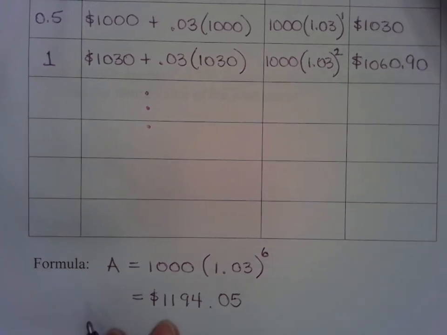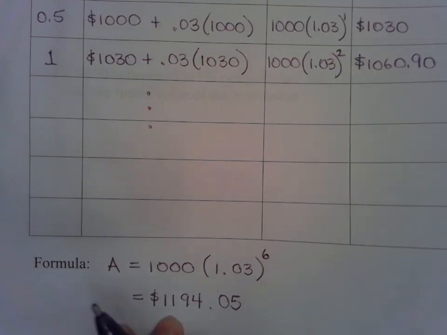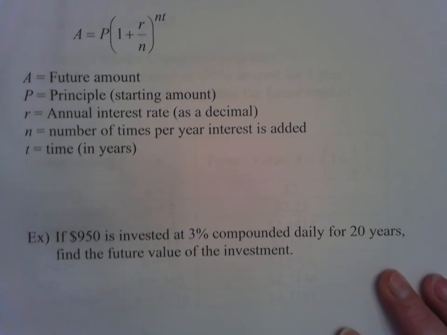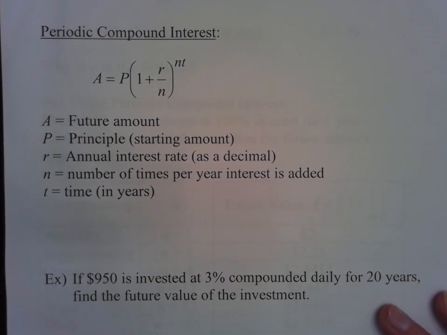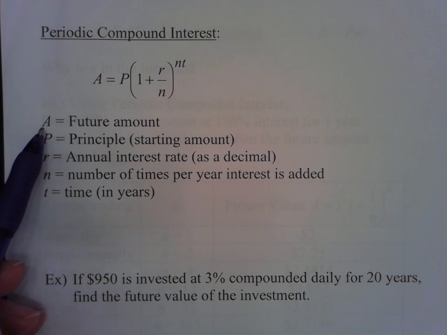Okay, so now that we've gotten a bit of an idea of what this calculation looks like, maybe we're ready to look at the formula. So here's the formula for periodic compound interest. We've already been using A as the future amount. I think the variable A stands for the accumulated amount, so you could call it that also.